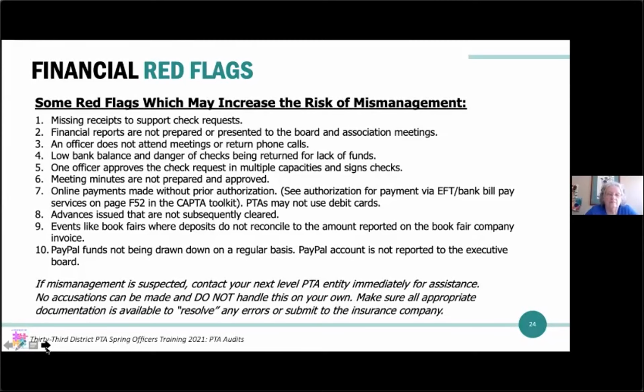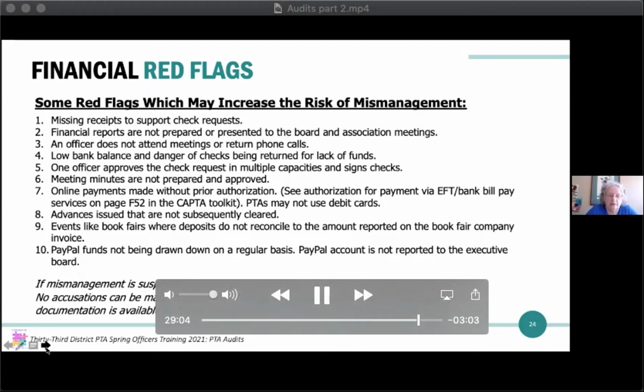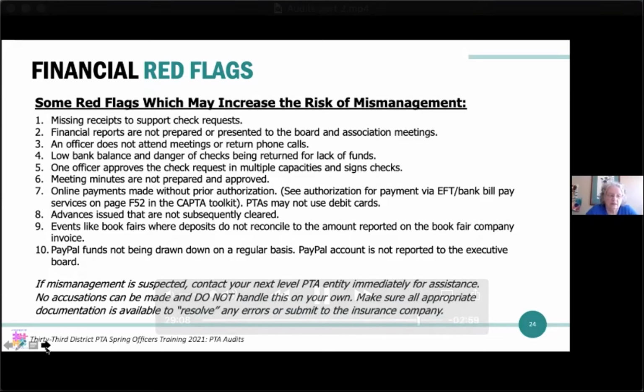Events like book fairs and chocolates, maybe a chocolate fund where you give chocolate to the parents and then the money is returned. You want to make sure when you're looking at the financial reports that those figures make sense. Because I know I've seen in my travels where book fairs, they said the reports off the book fair machines weren't working. And so when I looked at the deposits for the book fair, it was a couple $100 less than what was reported on the book fair invoice as processed cash and checks through their cash register. So you want to be aware of things that aren't reasonable, that don't make sense, for example. And PayPal funds, and we've gone through the PayPal account situation where funds need to be drawn down on a regular basis. And the PayPal account should be reported to the executive board.